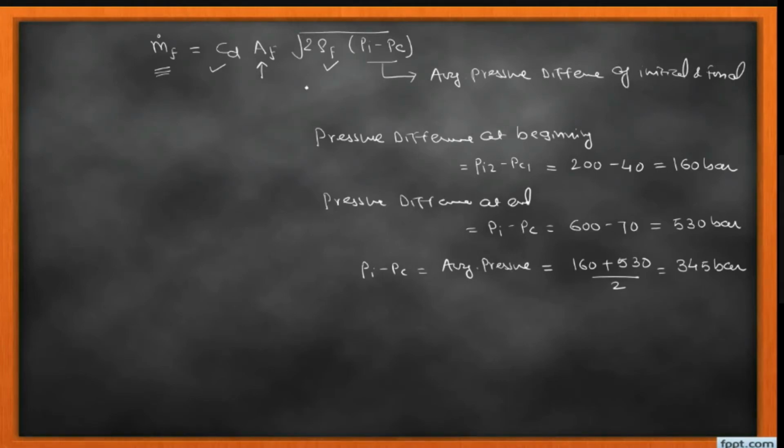So let me go for the calculations of mass flow rate. Mass flow rate we calculate from the fuel injected divided by time. So mass flow rate is equal to the mass of fuel divided by time. And the time for the injection we calculate using the formula.